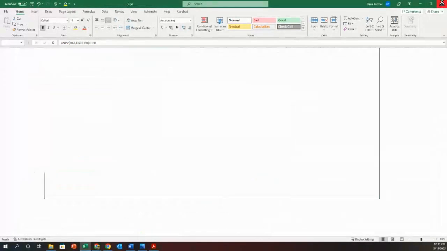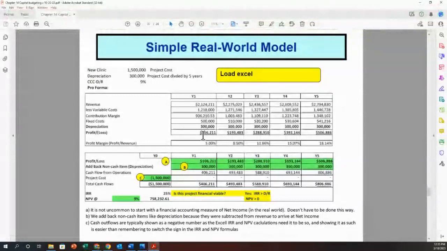Okay? So that's approximately a real world example of how you actually do these things. We do a standard kind of pro forma. We take in the profit and loss. We make adjustments for any non-cash items. We frame it up in a neat, orderly format so we can use our Excel formulas. Bada bing.